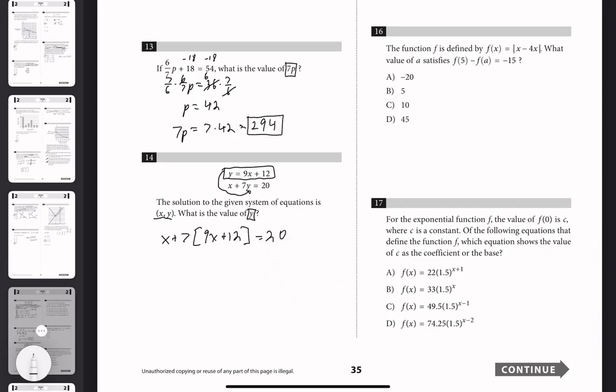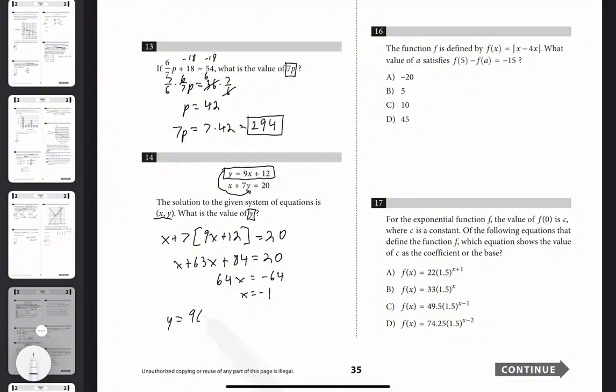is equal to 20. So we get x plus 63x plus 12 times 7, which is 84, is equal to 20. So we get 64x is equal to negative 64, x is equal to negative 1. Now, what we need to do is plug this number into one of the equations above. I'm going to pick the second one. Actually, I'm going to pick the first one since it will give us y directly.